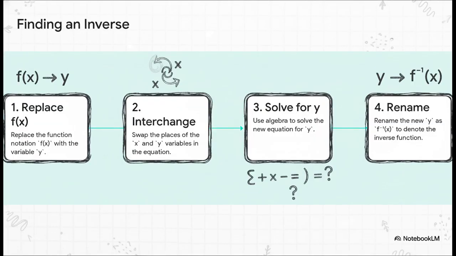Okay, so now we know we can make a function invertible. How do we actually find its inverse using algebra? Well, it's a pretty straightforward 4-step recipe. First, replace f of x with y. Second, and this is the big move, you physically swap the x and y variables. Third, you just use your algebra skills to solve for the new y. And finally, you give that y its proper name, f inverse of x, to show everyone it's the inverse.